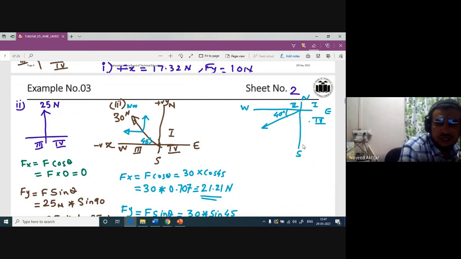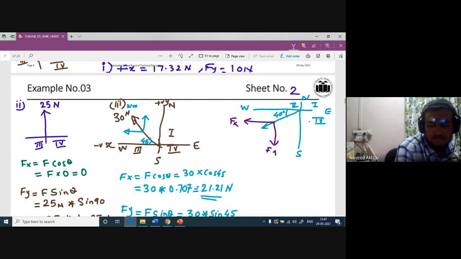So you can see I will draw from here. This one is the horizontal component, orthogonal to the vertical component in the y direction. So this is fx, this is fy. Now again we have resolved the force into fy and fx.